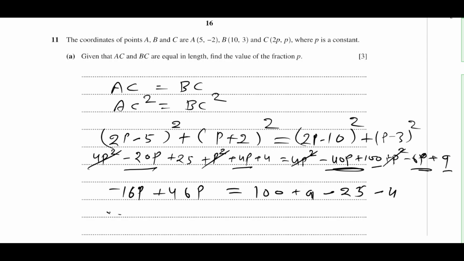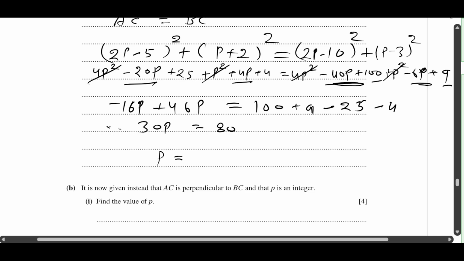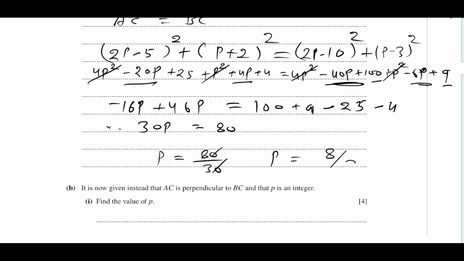So therefore here it is 30P equals 100 plus 9 minus 25 minus 4, which is 109 minus 29. So the answer is 80. So 30P is 80. So P is 80 divided by 30, means P is 8 divided by 3. So the value of P is 8 divided by 3. Perfect.